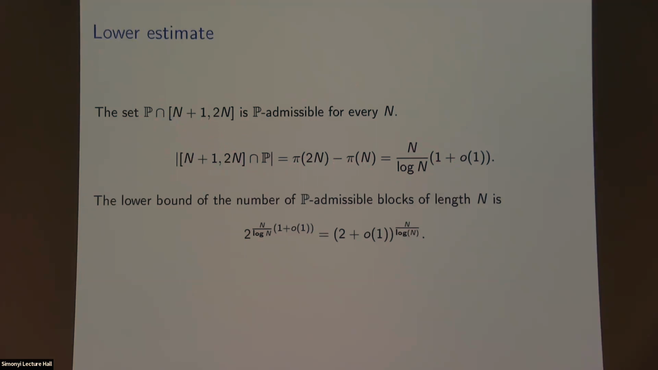So the lower bound of the number of p-admissible blocks of length n is 2 to this power, because any subset of this is p-admissible. From this you arrive at this lower bound. So this is valid for p-admissible blocks, but assuming, for instance, Hardy-Littlewood or Dixon's, this is also a lower bound for the complexity of the prime shift. So that's about the lower estimate.